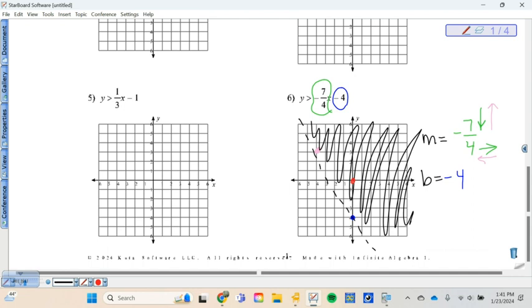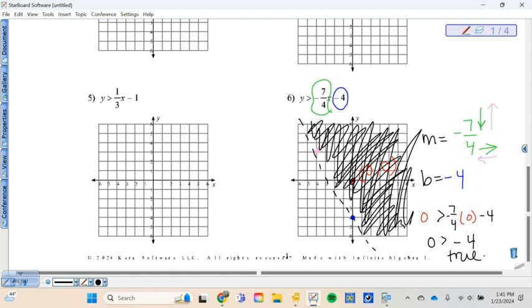If I check 0, 0, plug in 0 for x and 0 for y, I'd end up with 0 is greater than negative 7/4 times 0 minus 4. What's negative 7/4 times 0? 0. And what's 0 minus 4? Negative 4. Is 0 greater than negative 4? Yes, that's true. So that tells me 0, 0 is a solution. So I did it right. I shaded correctly. I've got 0, 0 in the solution set. All right? Clear? Questions?